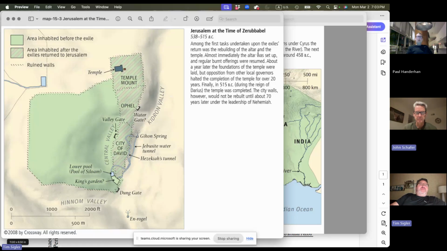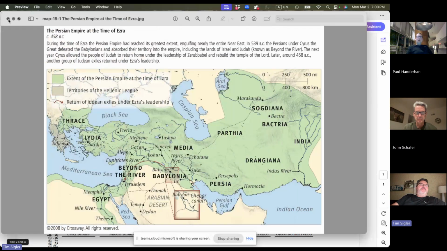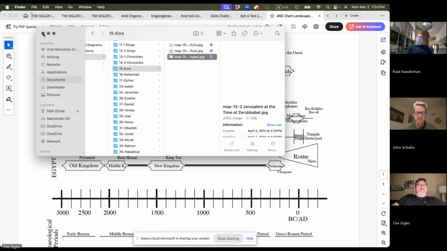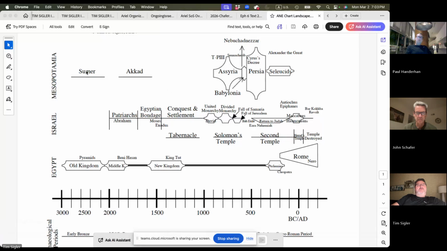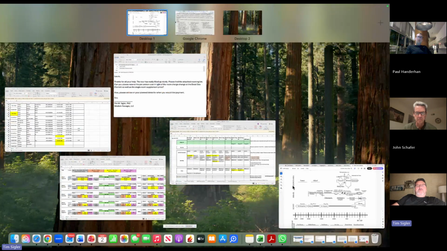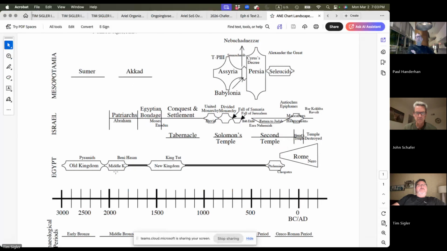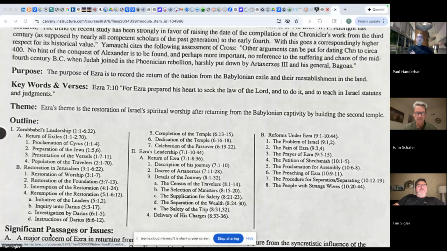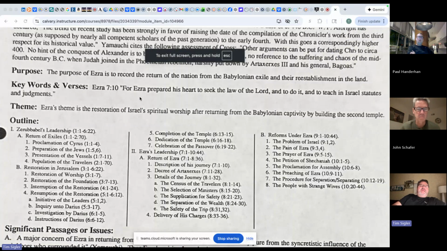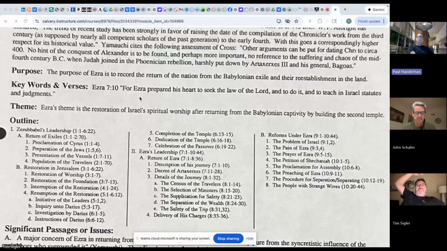So let's go back to our handout then, closing these map windows. Here we go. Can you see our handout on Ezra? Yes. So the theme: Ezra's theme is the restoration of Israel's spiritual worship after returning from the Babylonian captivity by building the second temple.